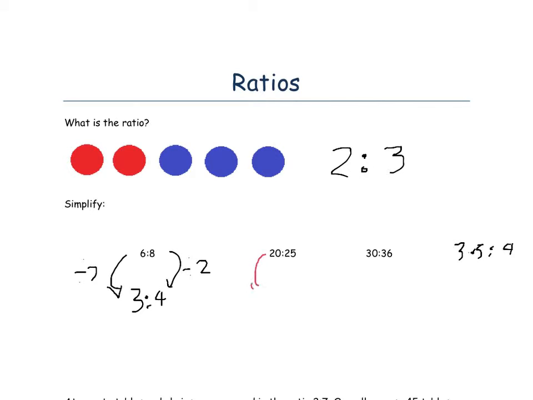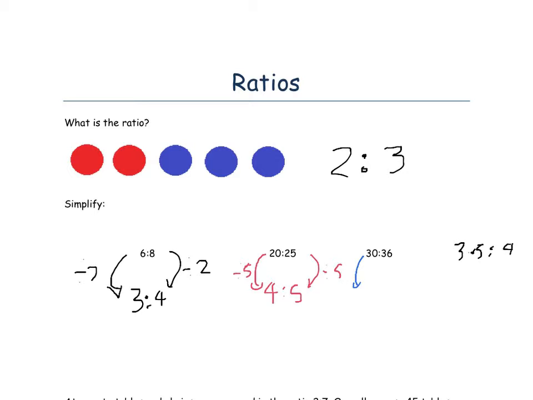20 to 25. Well, these don't divide by 2 or 3, but they do both divide by 5. So 20 divided by 5 is 4, and 25 divided by 5 is 5. So remember, what you do to one side, you must do to the other.